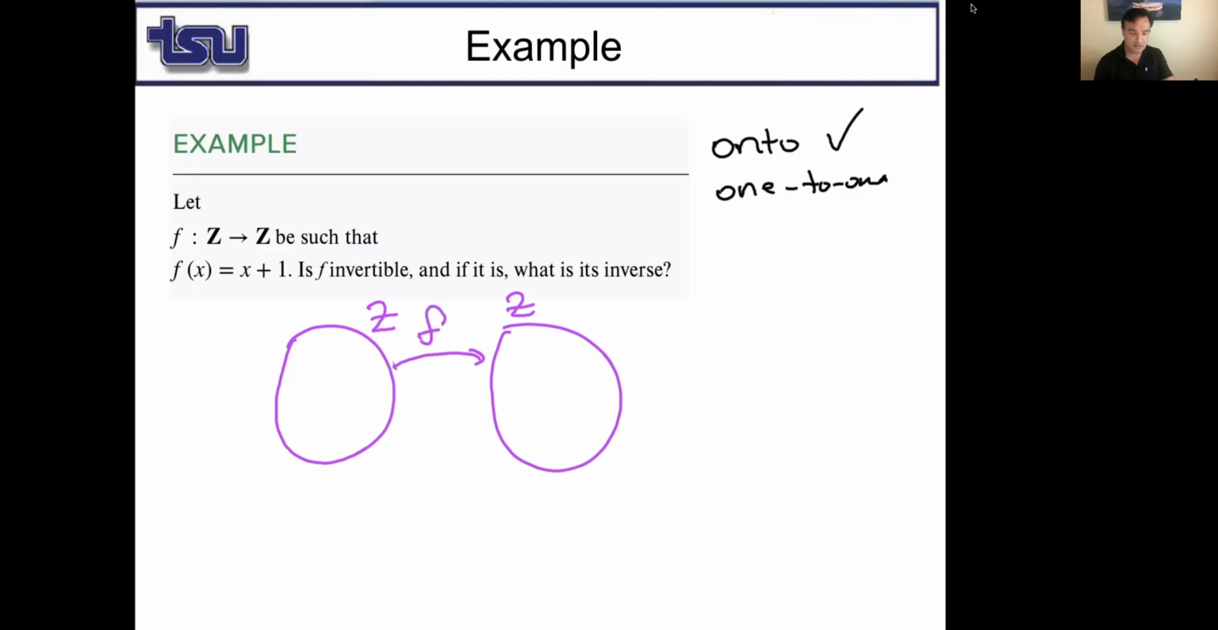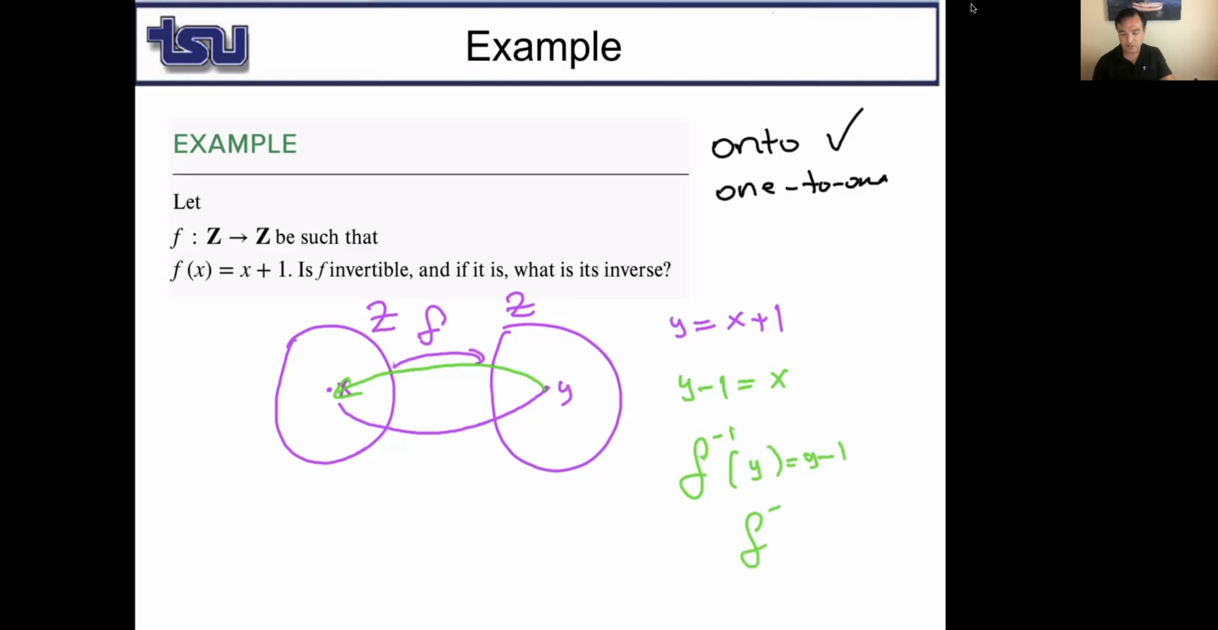This is F, right? So what does it do? It takes X and maps it to Y. In other words, Y is equal to X plus 1. Now the inverse is going to take Y and map it back to X, right? In other words, Y minus 1 will be X. So therefore, F inverse of Y will be Y minus 1. Or you change the variable name to X, that's going to be X minus 1. No problem. So this is the inverse of function f.